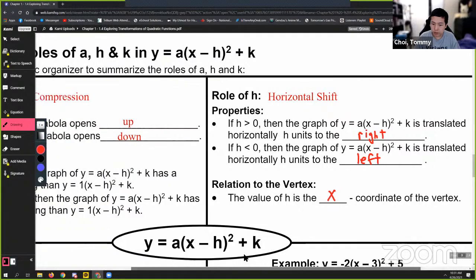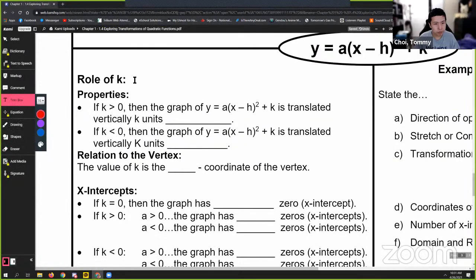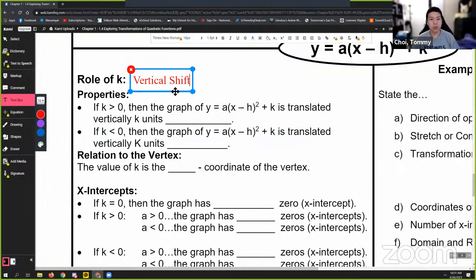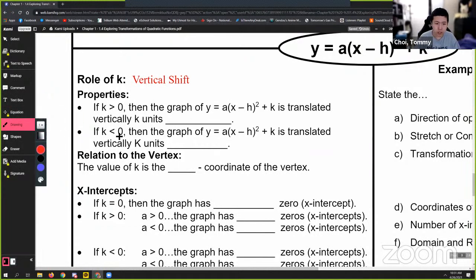Then let's go through the role of K. Devon said this earlier, which he was correct. It is the vertical shift. So if K is positive, it shifts up. If K is negative, it shifts down. And the value of K is the y coordinate of the vertex.